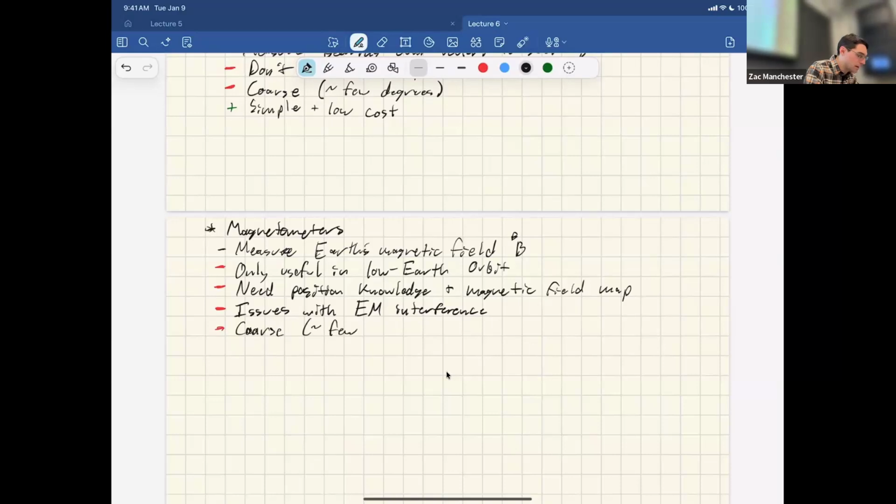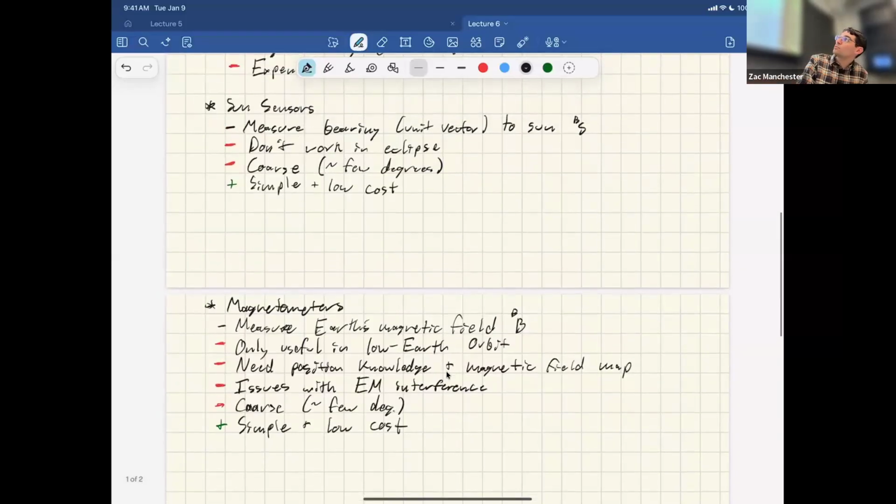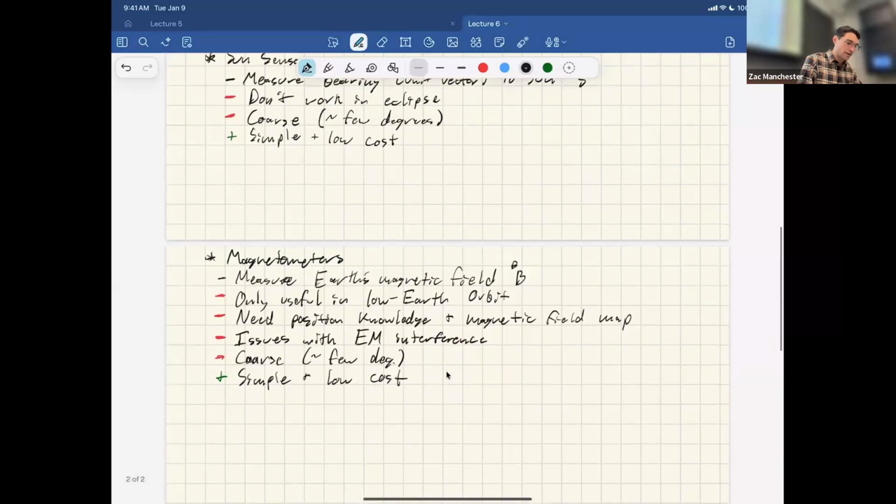And that's because of both the mapping and the need to know where you are, and having maybe not a super accurate map, and because of the interference issues. So it's always limited to, I would say, a few degrees. You need calibration to get it better, but they're always kind of crappy. And then the last one on the pro side, these are very simple and cheap also. So classically, on CubeSats and small low-cost spacecraft, sun sensor plus magnetometer is a classic combo because they're almost free.